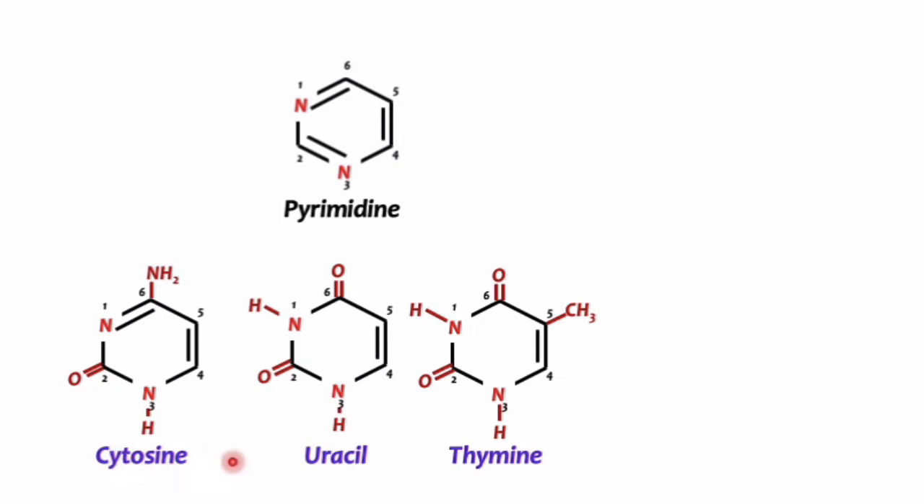Here you have CUT, cut, okay. So, cut bases come from pyrimidine and AG, adenine and guanine, come from purine. I hope you can remember it that way, okay.